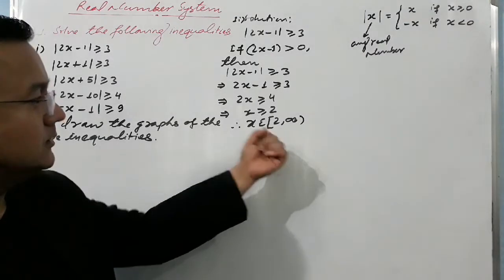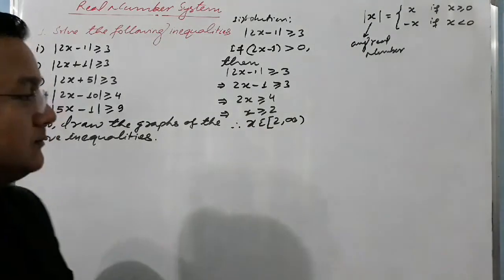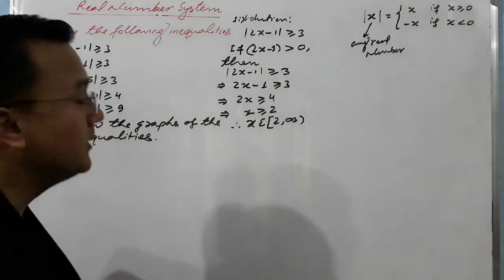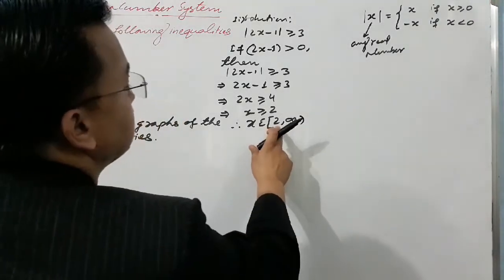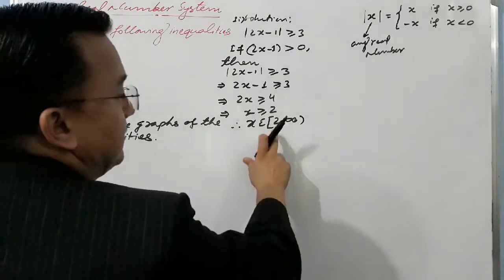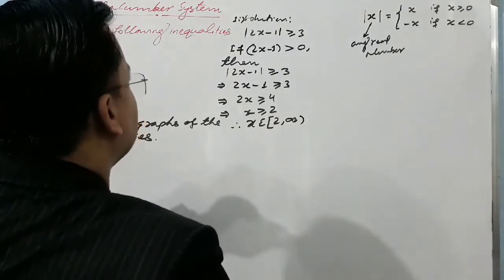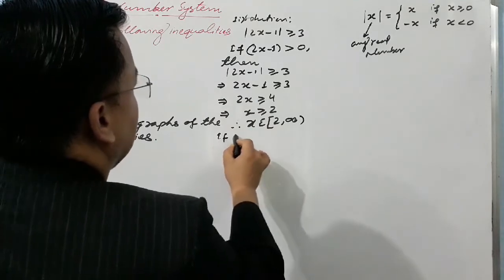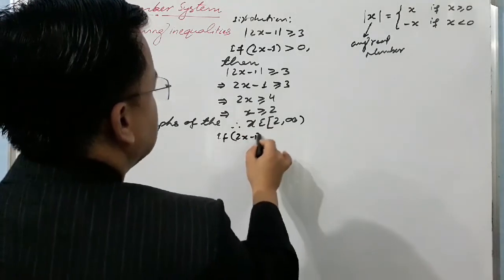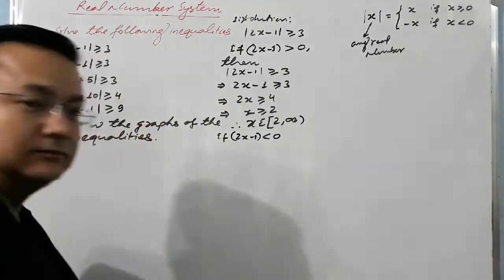This is a left closed, right open interval, you can say. This means your counting starts from 2. And now the second condition: if 2x minus 1 is less than 0.